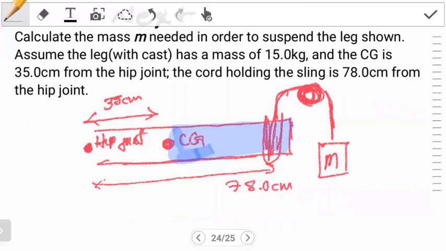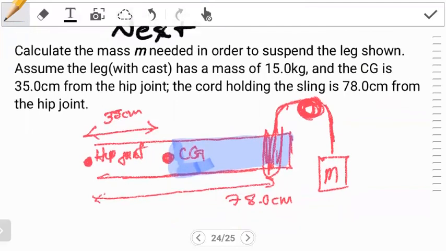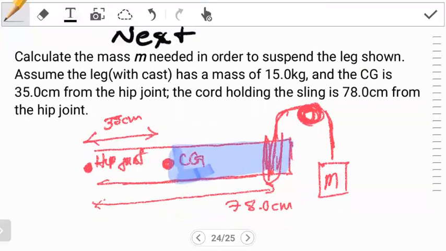The ideas are the same. I hope you guys will find this very easy to work out. But of course, you can always check out the next video as I demonstrate how to work out this question.